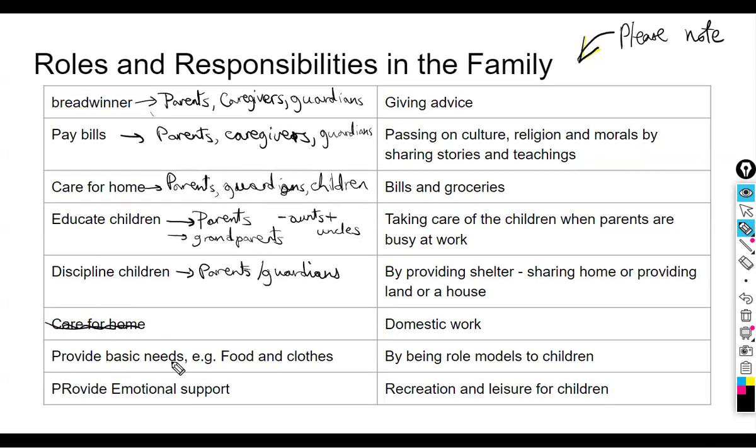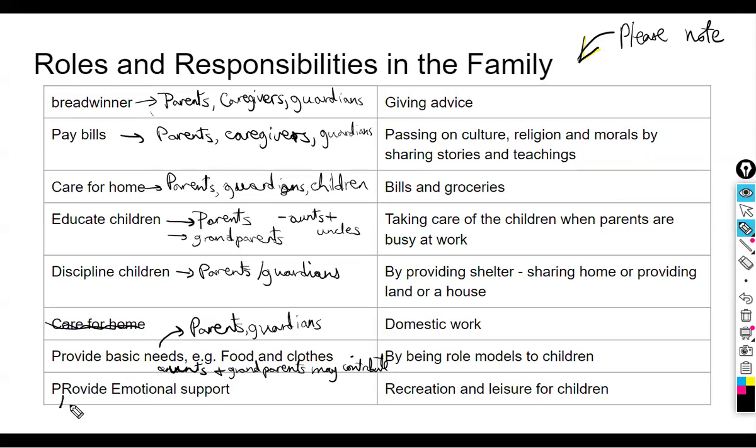Provide for basic needs, for example food and clothes. This is like the breadwinner, right? So parents mostly, guardians mostly, right? And aunties and grandparents might contribute. All right. Emotional support for who?